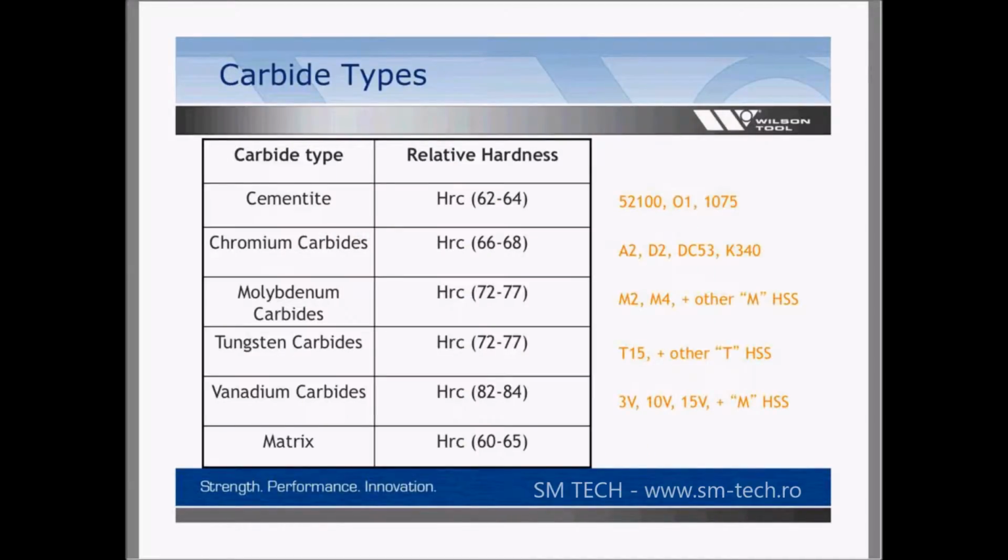Different carbide types make up those ingots. Your cementite and your chromium carbides are your standard air melt materials. You get into the molybdenums and the tungstens, which are your M-series steels and your T-series like the T15s. Then there are your vanadium carbides, typically found in your powdered metals, like the 3Vs, 10Vs, 15Vs, and so forth. There are a lot of new steels out on the market, so being aware of what's coming out and the different volumes of these carbides will be critical in deciding what to choose.